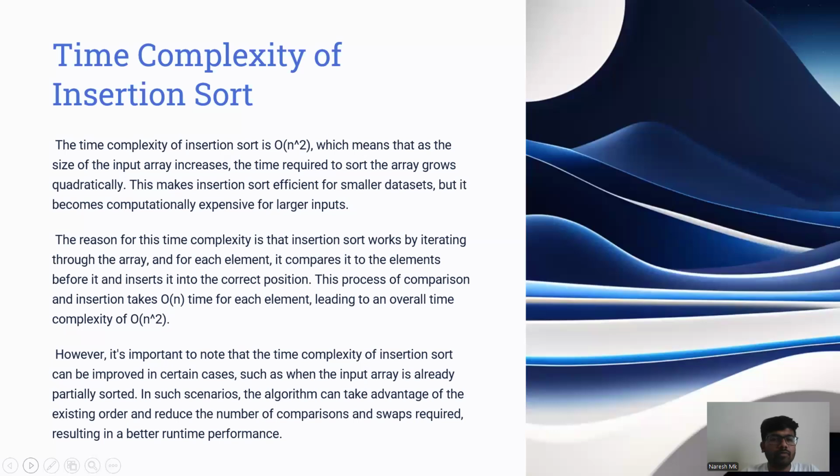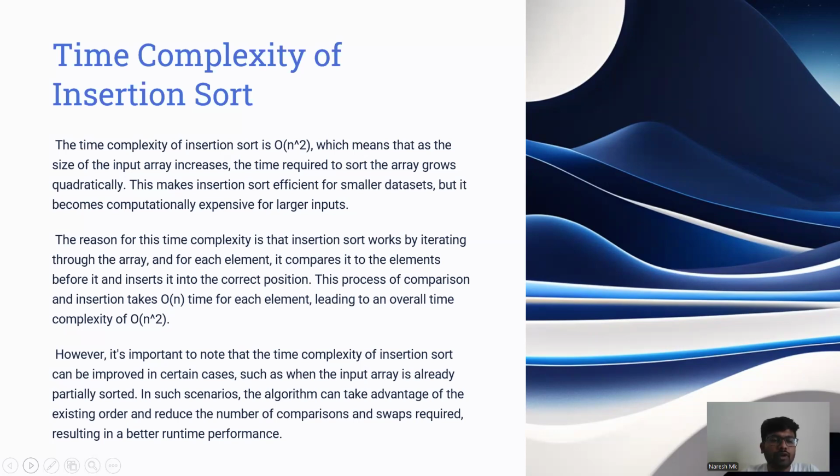Time complexity of insertion sort. The time complexity of insertion sort is O(n square), which means that as the size of the input array increases, the time required to sort the array grows quadratically. This makes insertion sort suitable for smaller data sets, but it becomes computationally expensive for large inputs.